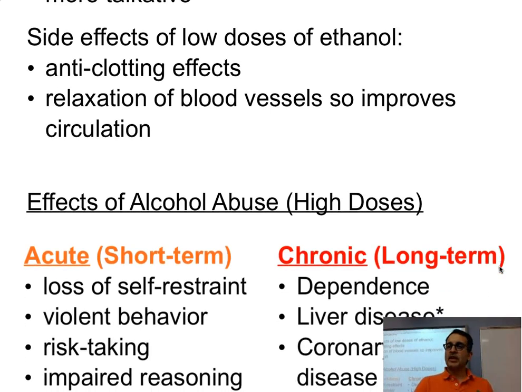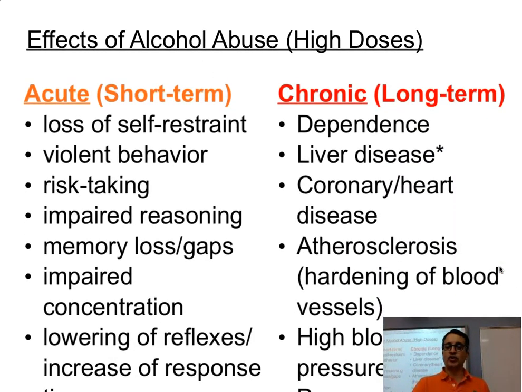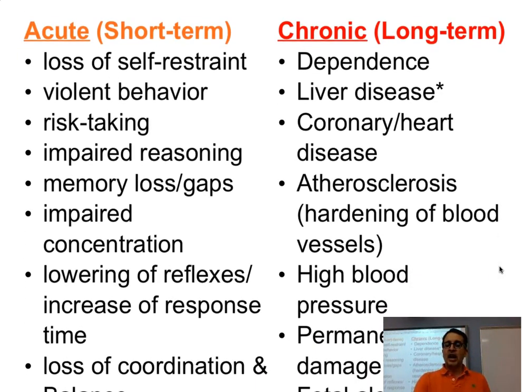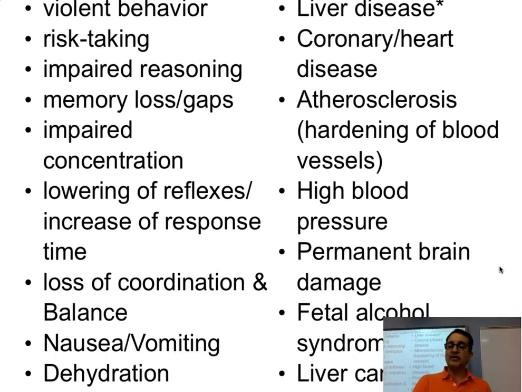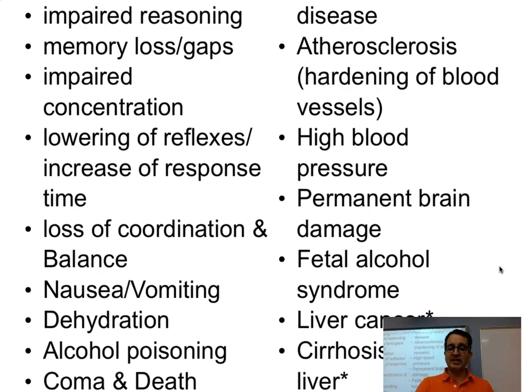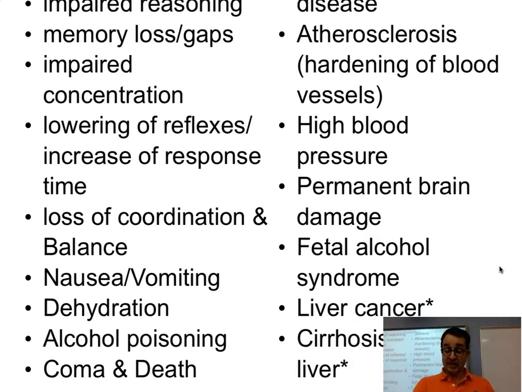But if you abuse alcohol, in the short term, you can have loss of self-restraint. You can become violent because of those loosened inhibitions. You're more likely to take risks because your reasoning is somewhat impaired. Your concentration is lower, your reflexes are slower, and your response time is also slower. You can have a loss of coordination and balance. In higher amounts, it can cause vomiting, dehydration, and extreme amounts in one intake can cause alcohol poisoning, and it can lead to coma or death.